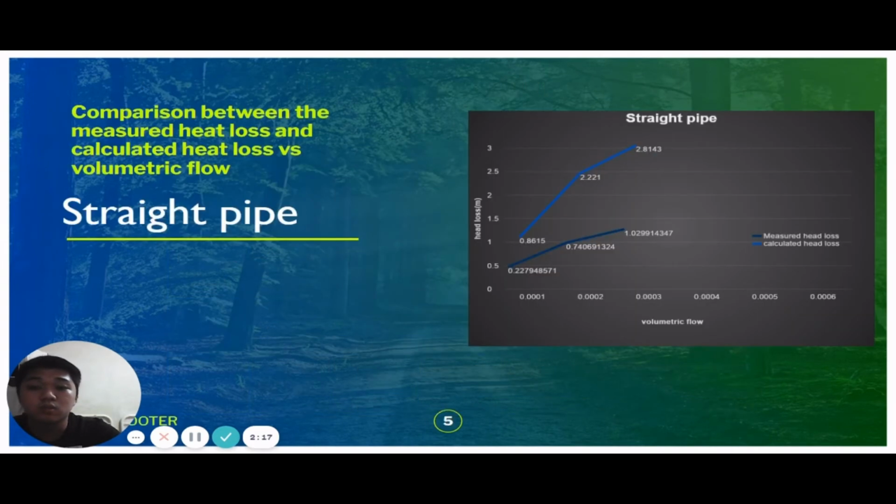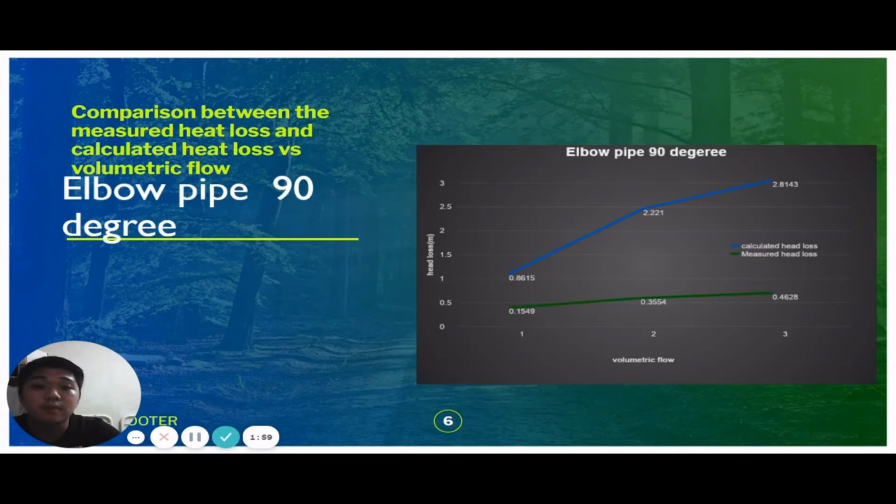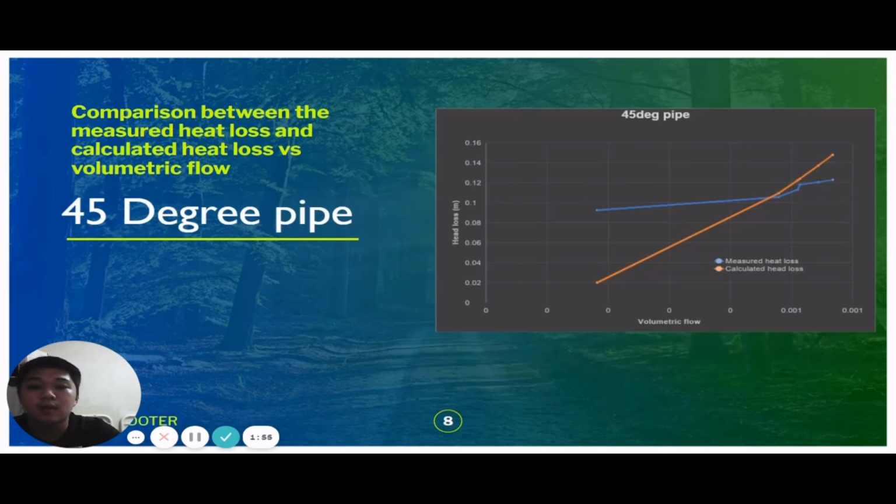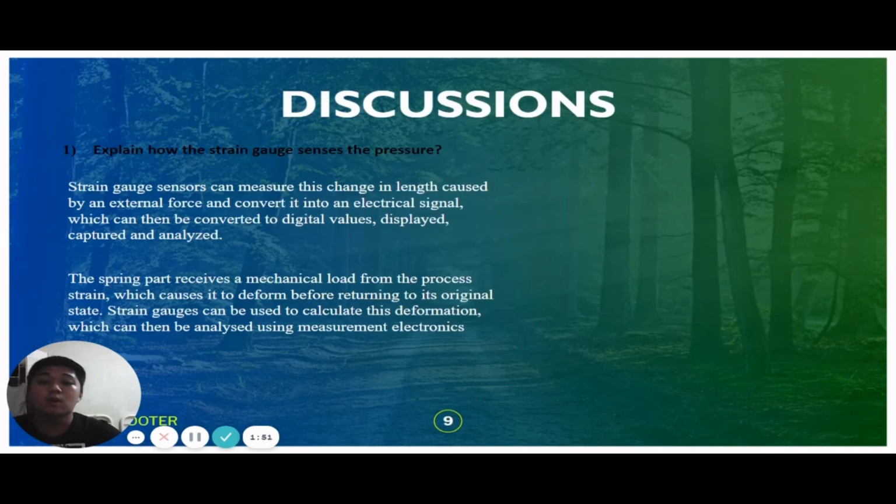So using the data given, we plot the graph to see the difference between the measured head loss and the calculated head loss versus the volumetric flow. As you can see, there's a huge difference between the measured head loss and calculated head loss for each type of pipe, which is a straight pipe, elbow pipe 90 degrees, bend pipe, and 45 degrees pipe. So now I will come to the discussion sections.